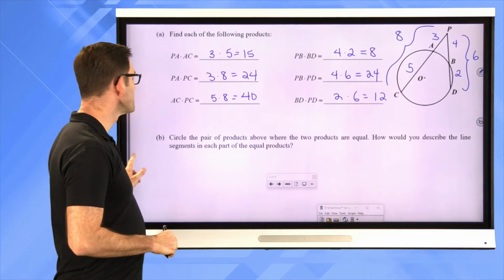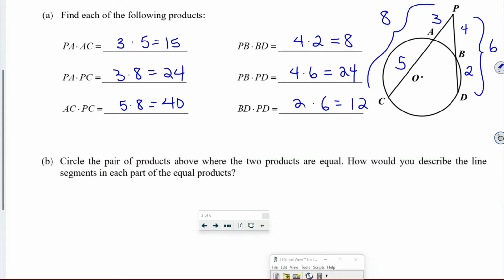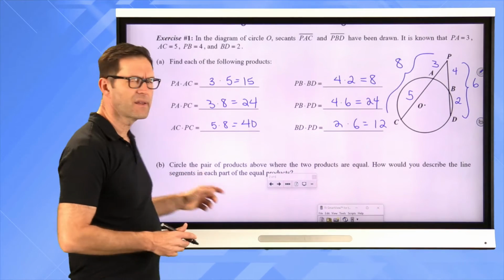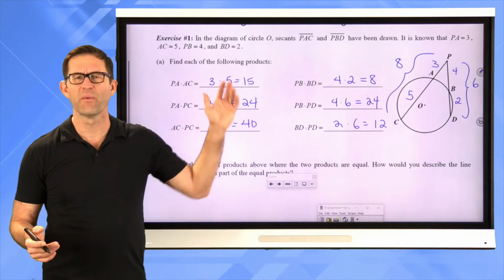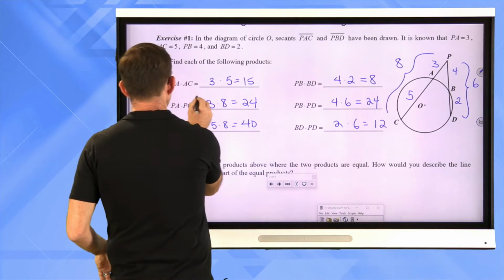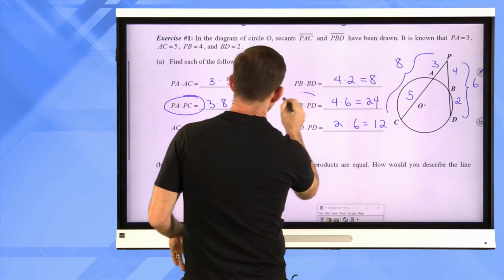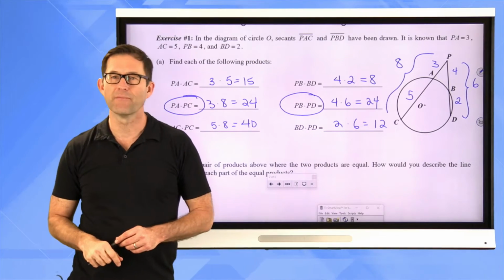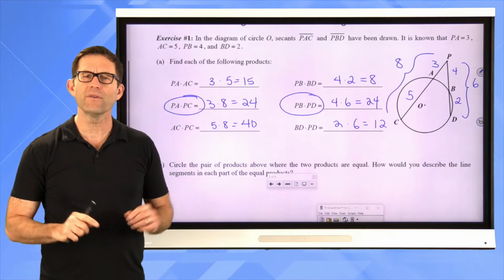But we want to observe something. Take a look at letter B. Circle the pair of products above where the two products are equal. How would you describe the line segments in each part of the equal products? I think this is pretty simple. There are only two products that are equal to each other: PA times PC and PB times PD.